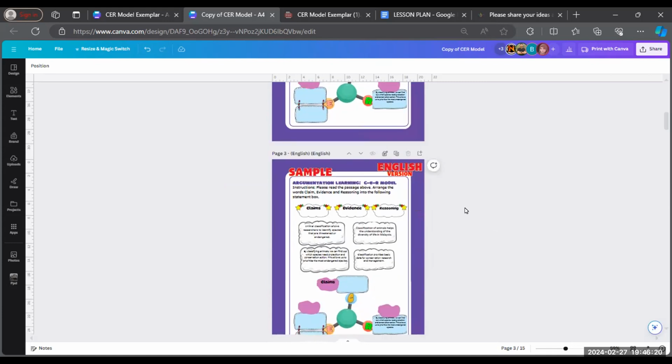Okay. So actually, this is the sample for the students. So you have to do it. Okay. Does any one of you know how to do it in Canva?